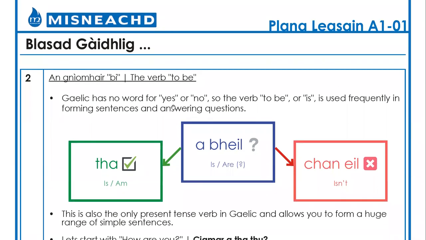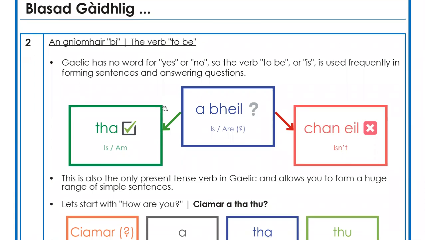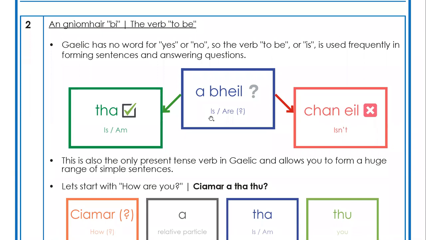So on to the verb to be, and this is going to crop up an awful lot in the language. It's the kind of fundamental starting place in a way, particularly because Gaelic has no word for yes or no. So the verb to be is used frequently, because if you're asked a question with a bheil, the answer yes would be tha and no would be chan eil. So you're going to be saying these three in different combinations an awful lot.